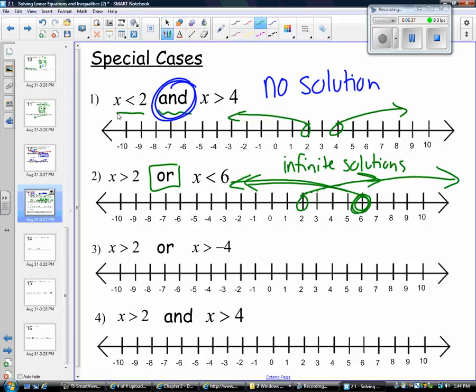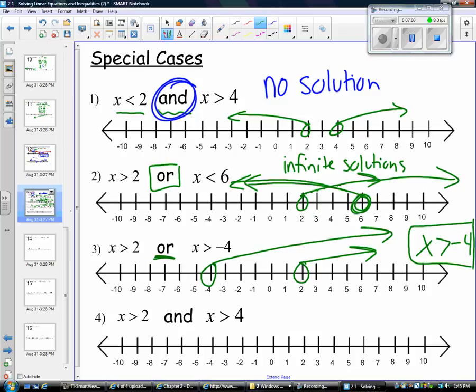The next one, x is greater than 2. And these all work for equal, greater than or equal to as well. And x is greater than 4. So because it's an or, our final answer is any possible numbers that are being covered. So x is greater than negative 4 is our final solution.